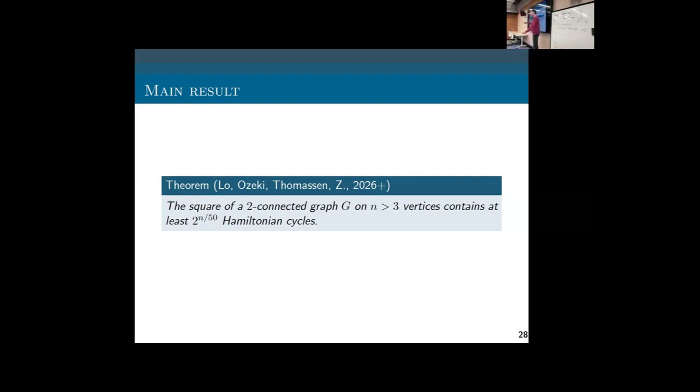You can improve the 50 here somewhat. We didn't try so much to optimize this. We rather tried to make the proof as elegant as we could, and that was the main priority, and to get the asymptotics right. There are 2 cases, but I want to stop here. If you want to remember anything from my talk, it's this: this theorem of Fleischner actually has an enumerative extension, that you can find exponentially many cycles in squares of 2-connected graphs. Thank you very much for your attention.